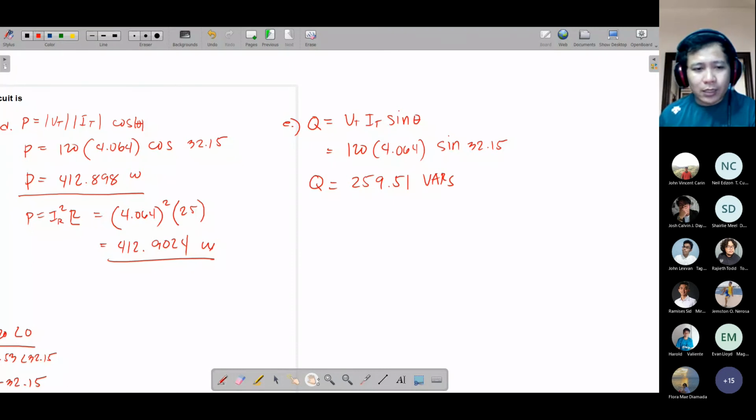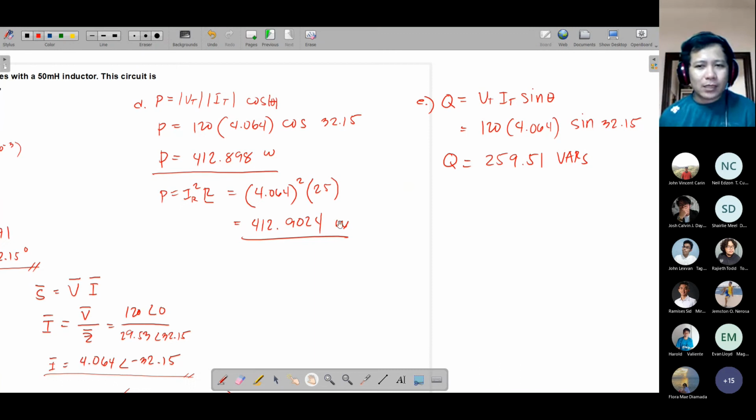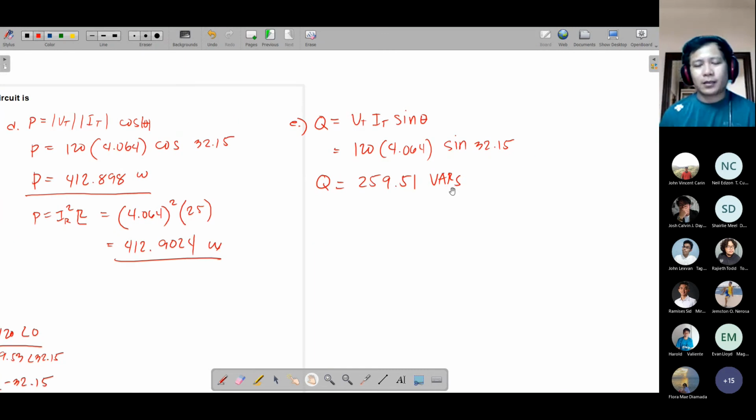By the way, the unit for S is VA, volt ampere. The unit of the apparent power S is VA, the unit of P is watts, and the unit of Q is VARs. Okay? Now again, same as P, the source of Q is because of the reactance itself.